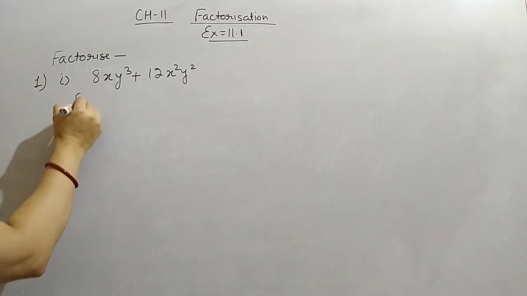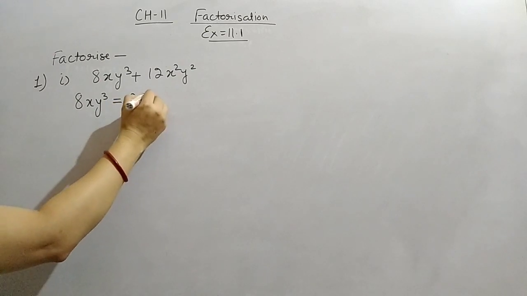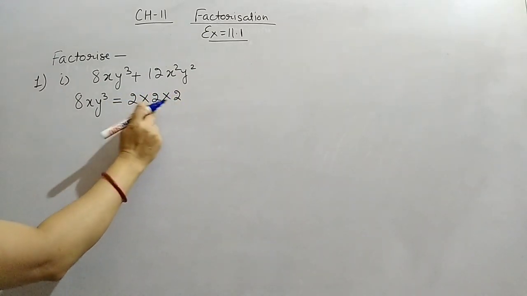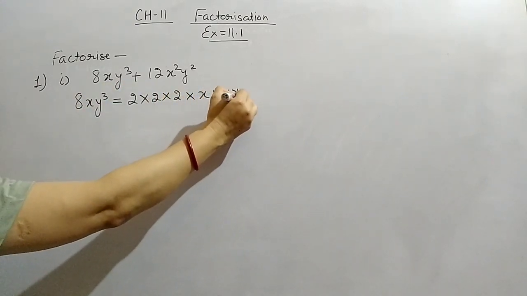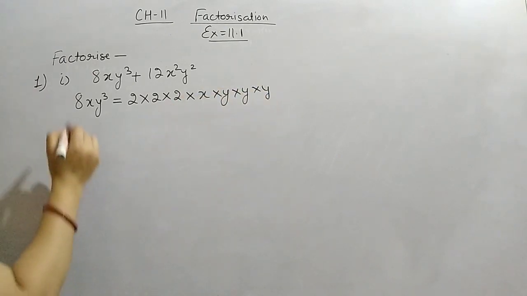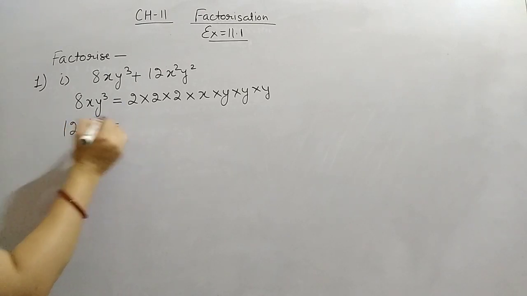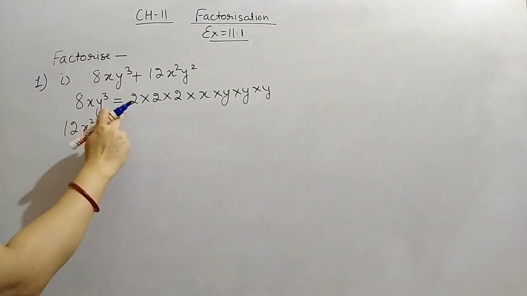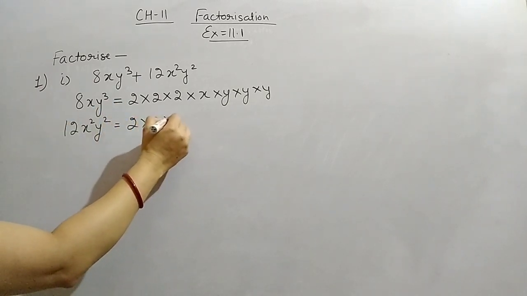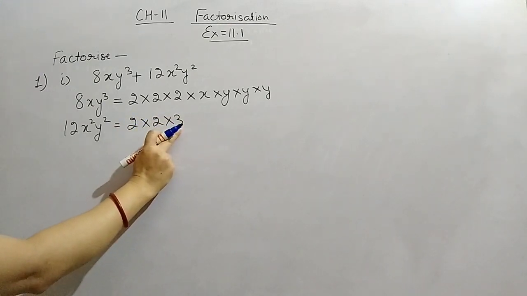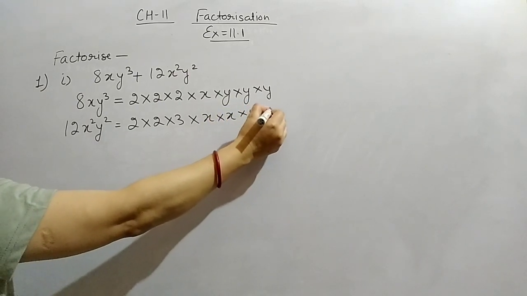So the first term we have 8xy cube, which we can write as 8 is 2 into 2 into 2, 2 twos are 4, 4 twos are 8, and x, then y into y into y. The second term we have 12x square y square. Always remember factors should be prime numbers. So 12 you can write as 2 into 2 into 3, 2 twos are 4, 4 threes are 12. Then x into x, y into y.